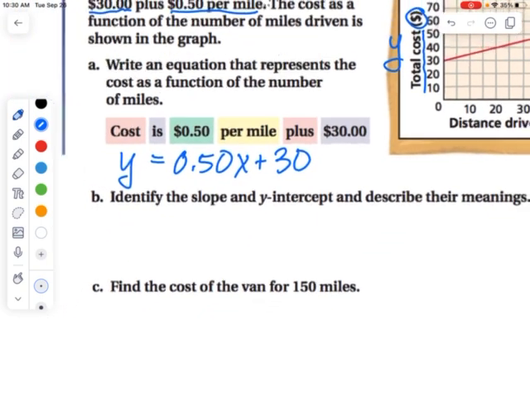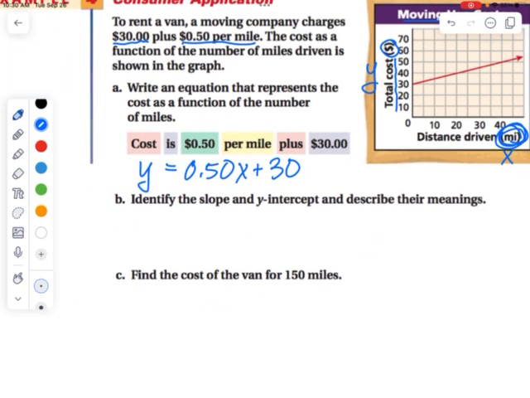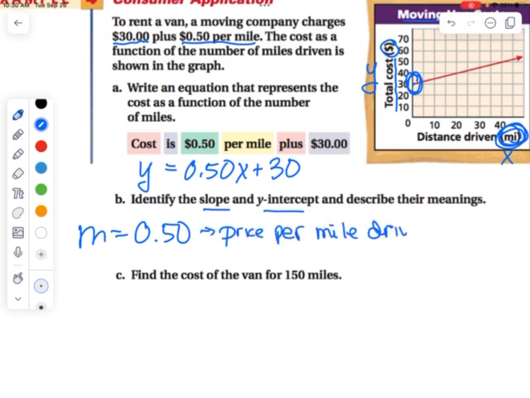Notice, if I look at my equation and identify my slope and my y-intercept, I can see my y-intercept on my graph being 30. So what does that mean? Well, my slope first is 50 cents. So that's actually the price per mile driven. And then my b, or my y-intercept, is 30, which is my initial cost or fee to even rent the van.